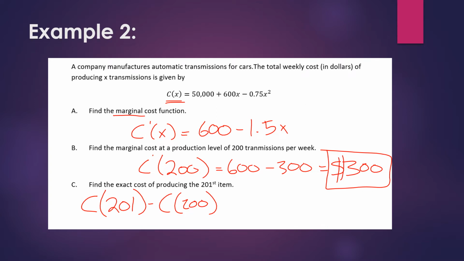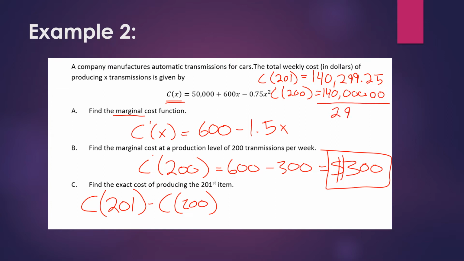And then I'm going to subtract 0.75 times 201 squared. When I do that, I'm going to get 140,299.25. So this is my C of 201. And then when I do C of 200, I'm going to get 140,000 exactly. And then when I take the difference, I should get 299.25.